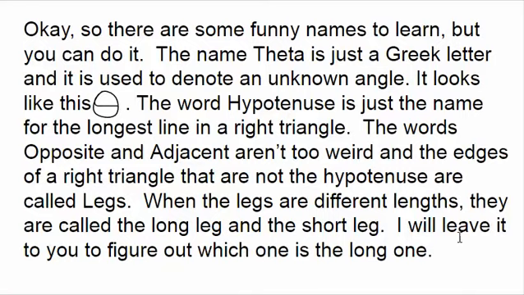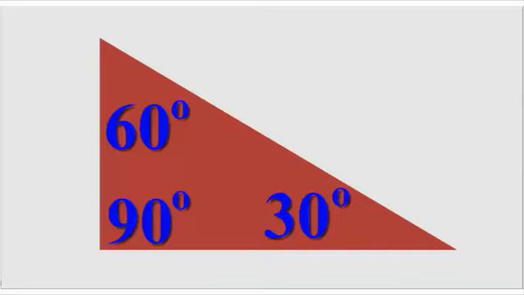So, okay, there are a bunch of funny names to learn, but you can do it. The name theta is just a Greek letter that is used to denote an unknown angle. It looks like this. The word hypotenuse is just the name of the longest line in a right triangle. The words opposite and adjacent aren't too weird, and the edges of a right triangle that are not the hypotenuse are called legs. When the legs are different lengths, they are called the long leg and the short leg. I'll leave it to you to figure out which one is the long leg.